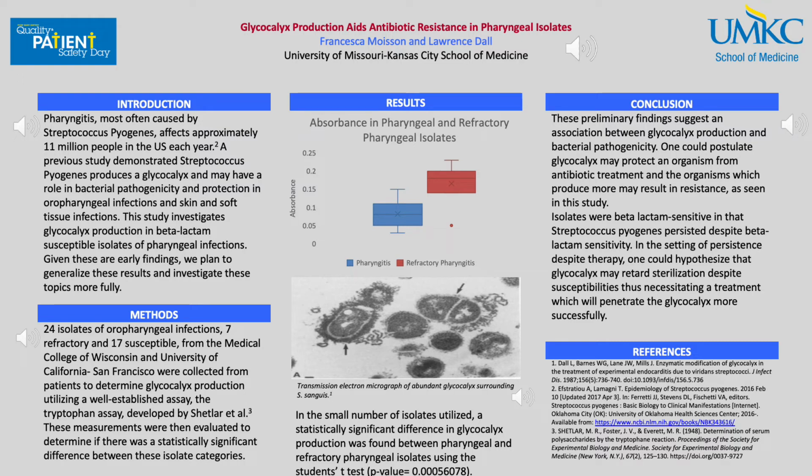Furthermore, the isolates were beta-lactam sensitive, and Streptococcus pyogenes persisted despite beta-lactam sensitivity. In the setting of persistence despite therapy, one could hypothesize that glycocalyx may retard sterilization despite susceptibilities, thus necessitating a treatment which will penetrate the glycocalyx more successfully.